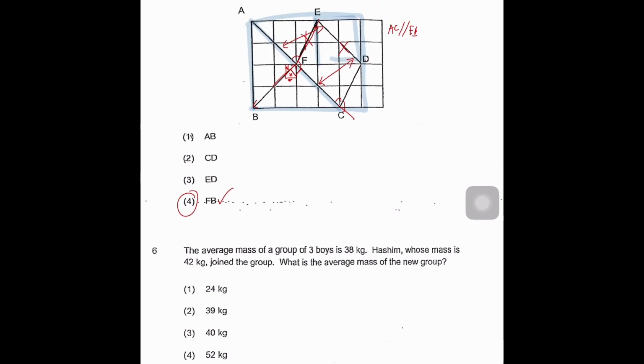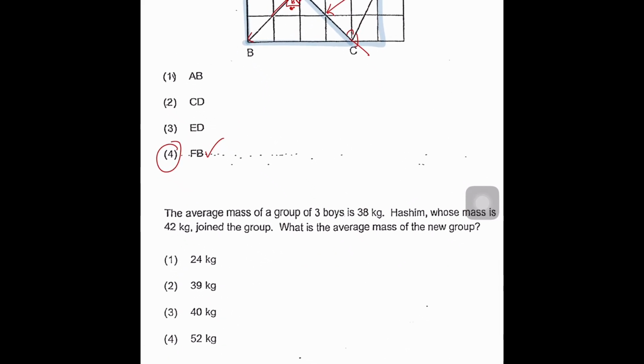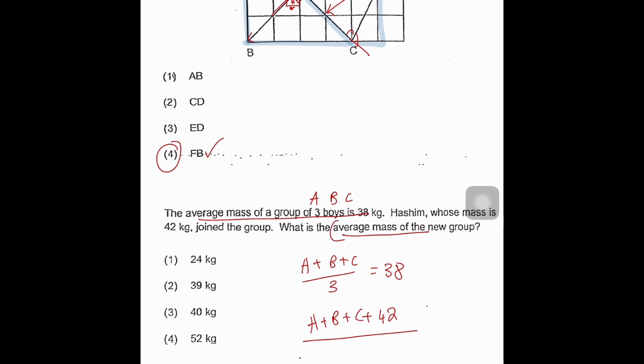So the average mass of a group of 6 boys is 38 kilograms. Hashim, whose mass is 42 kilograms, joins the group. So average mass of 3 boys. Let's name the boys A, B, and C. So the mass of A plus B plus C divided by 3 is 38. That's what average means. Hashim, whose mass is 42, joined the group. So what is the new average mass? Now you have A plus B plus C plus Hashim, which is 42 kilograms, divided by... the new average mass would be divided by 4 because there are 4 new members.